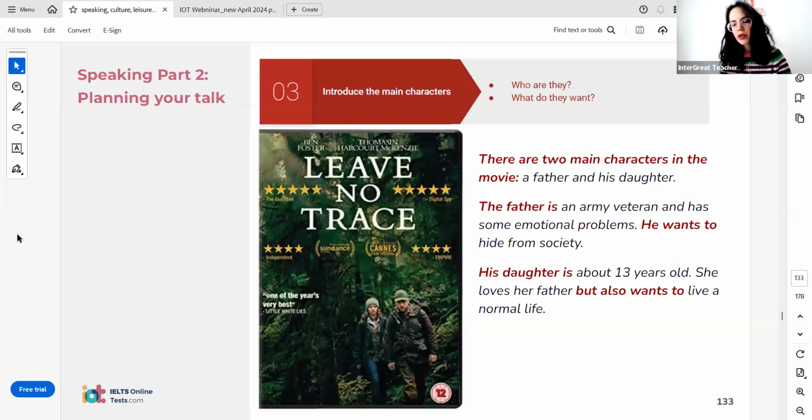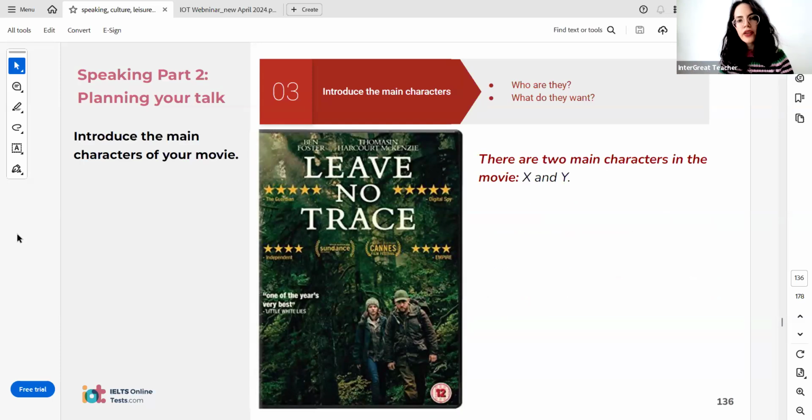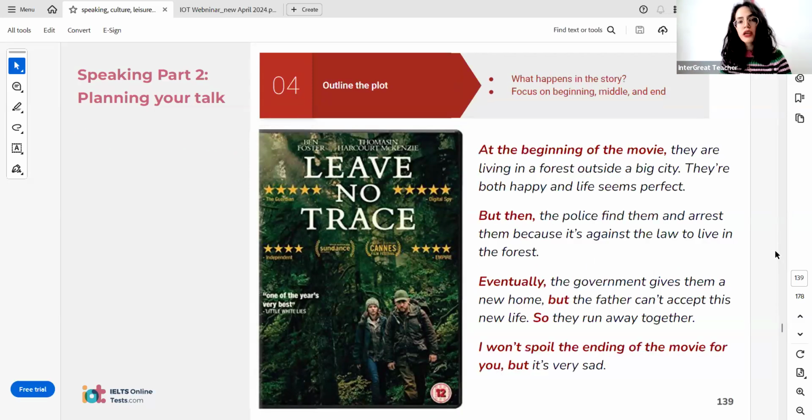Then I can introduce the main characters of a movie or a book. There are two main characters in the movie, this and that. The father is this. He wants this. The daughter is this. She wants this. Like I said, this is the main character and what she wants, the main character and what he wants. Then I can outline the plot. Plot means the story, right?